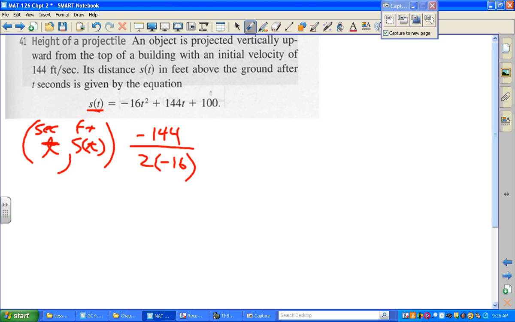So, what is negative 144 divided by negative 32? What? 9/2. So in 9/2 seconds, or in 4.5 seconds, it's going to reach the maximum height. Yeah, so I need to find the feet, or the maximum height. In calculus, we take the derivative. But we're doing all right without it. So you put 4.5 in, what do you get?